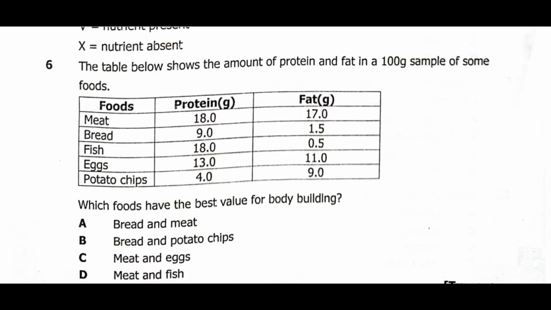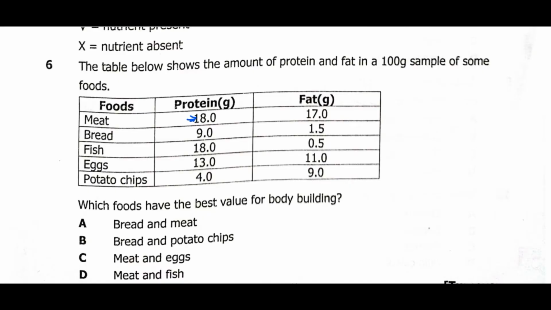Okay, then for potato chips, 4.0. Then the question is, which foods have the best value for bodybuilding? So whenever we look at bodybuilding, we are looking at where there is the highest presence of protein. So we can see that here we have 18. So meat is our answer.